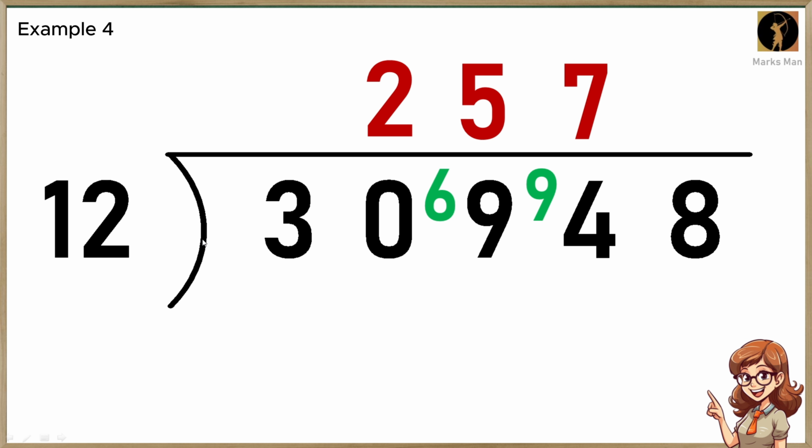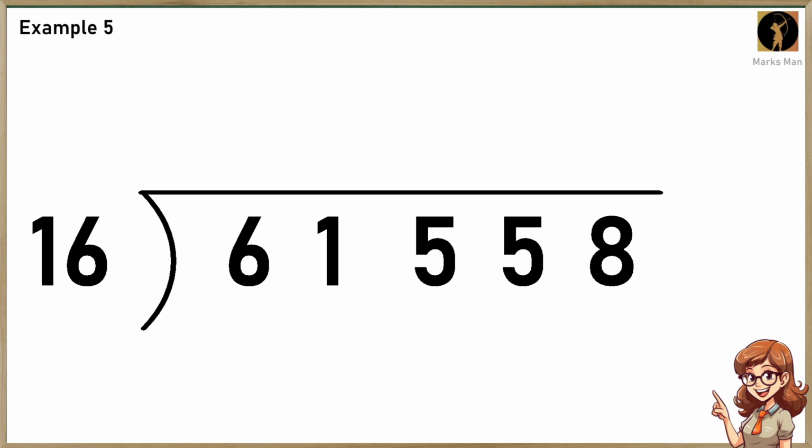And 7 times 12, that is 84. And then, if you subtract that from 94, the answer is 10. So, you need to write 10 on the left of number 8. So, 8 becomes 108. And 108 divided by 12, that is 9. And 9 times 12, that is 108. And if you subtract that from 108, the answer is 0. So, we don't have a remainder here. So, that means 30,948 divided by 12 is equal to 2,579. I hope that's clear.